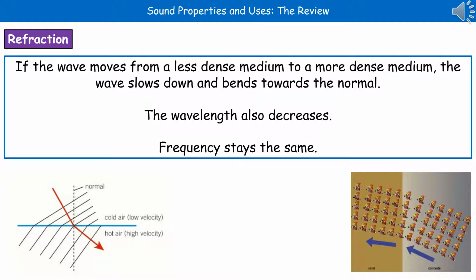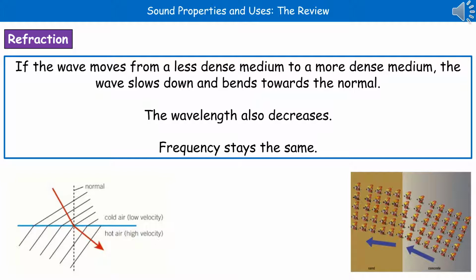I've given you a little diagram on the bottom left to show you how this would be drawn in terms of a ray diagram. You can see that each of those rays that have hit through the boundary, that blue line is our boundary, have changed their direction. You can also see that the space between them has changed, because there has been a change to the wavelength.